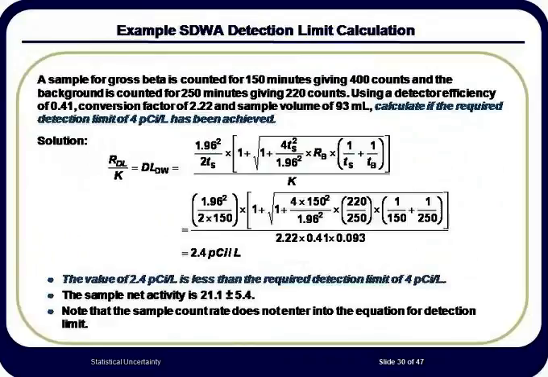Shown here are example parameters that are used to calculate the sample activity. You should review the data in this slide and then use the equations from the previous slides to verify the net sample activity concentration plus its standard uncertainty, and also that the required detection limit has been achieved.